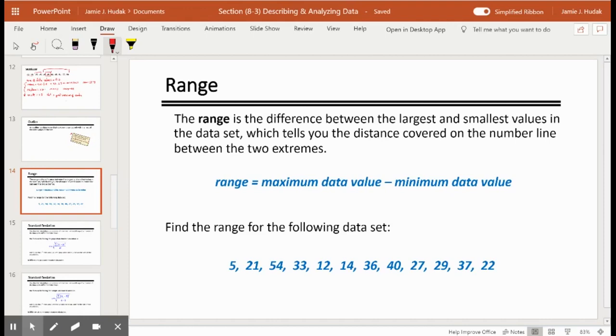Range of a data set is the maximum value, subtract the minimum value. So if we were to find the range for this data set, we want to find the minimum and the maximum. Looks like the minimum is 5. And the maximum is 54. And if we subtract 54 minus 5, we get 49, and that's our range.